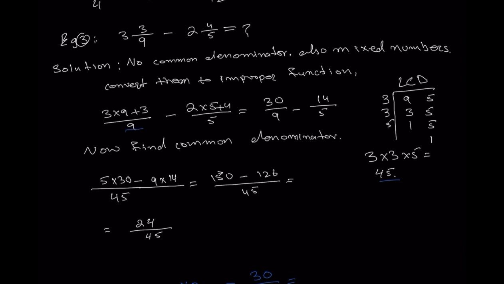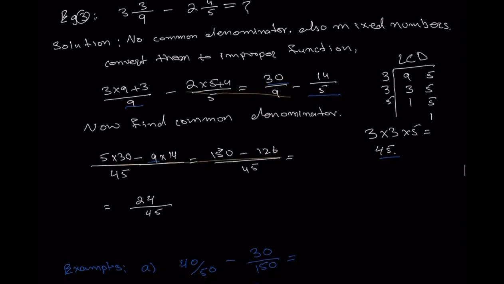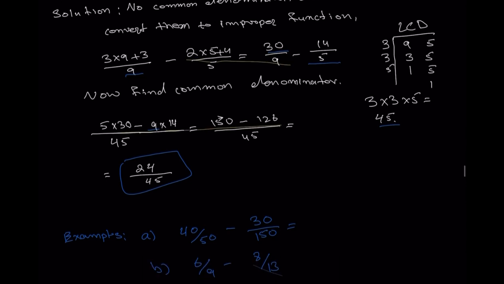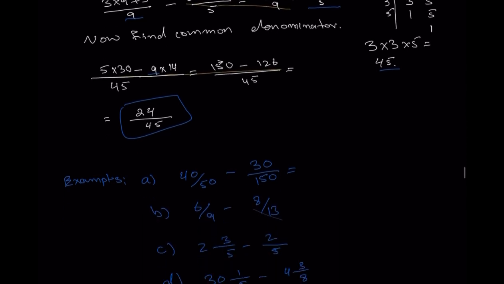45 divided by 9 will give me 5. 5 times 30 is 150. Now 45 divided by 5 will give me 9. 9 times 14 will be 126. Now do the subtraction there, and this will be our new fraction. This will be our difference between those two fractions.